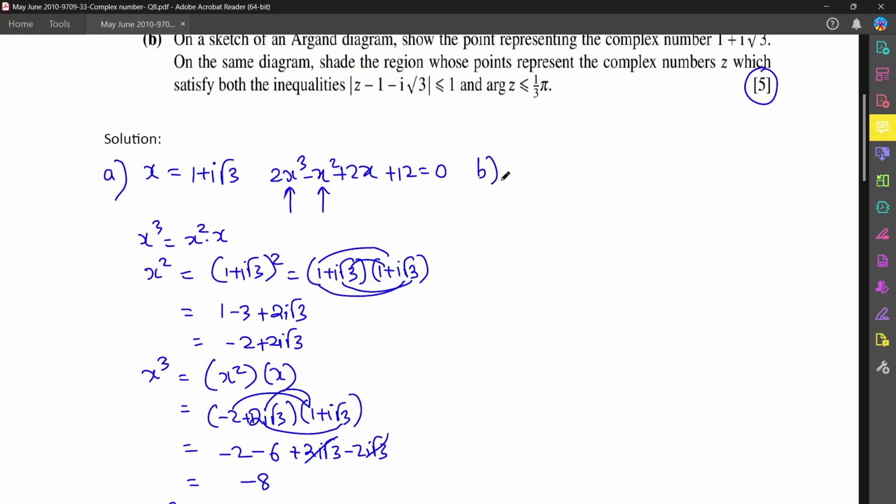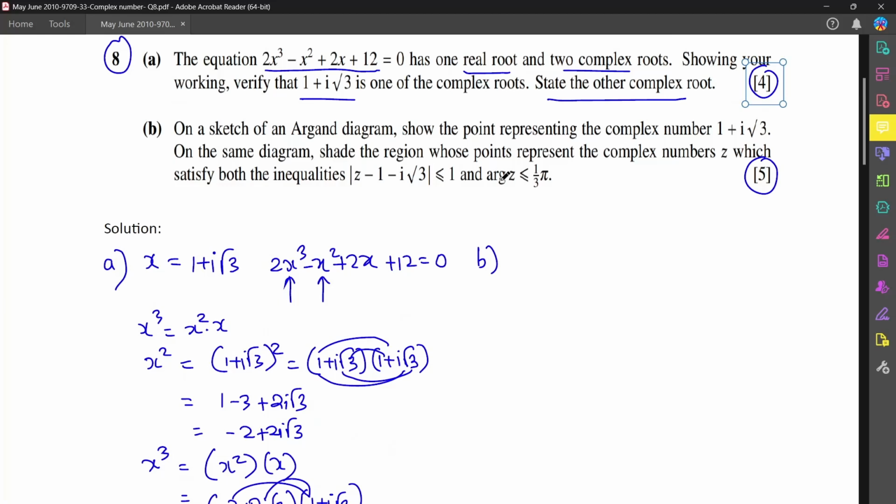So now let's move on to the second part. The second part says, on a sketch of an Argand diagram, show the point representing the complex number. So we have to show 1 plus i root 3 on the Argand diagram. On the same diagram, shade the region whose points represent the complex numbers z which satisfy both the inequalities. So here, this is z minus 1 minus i root 3 less than or equal to 1. Take out minus common, that becomes z minus 1 plus i root 3, less than or equal to 1.